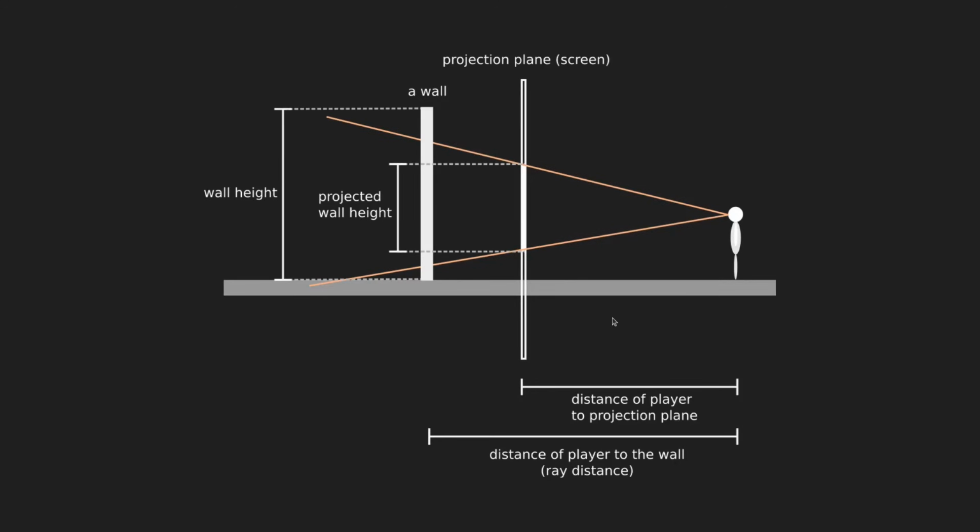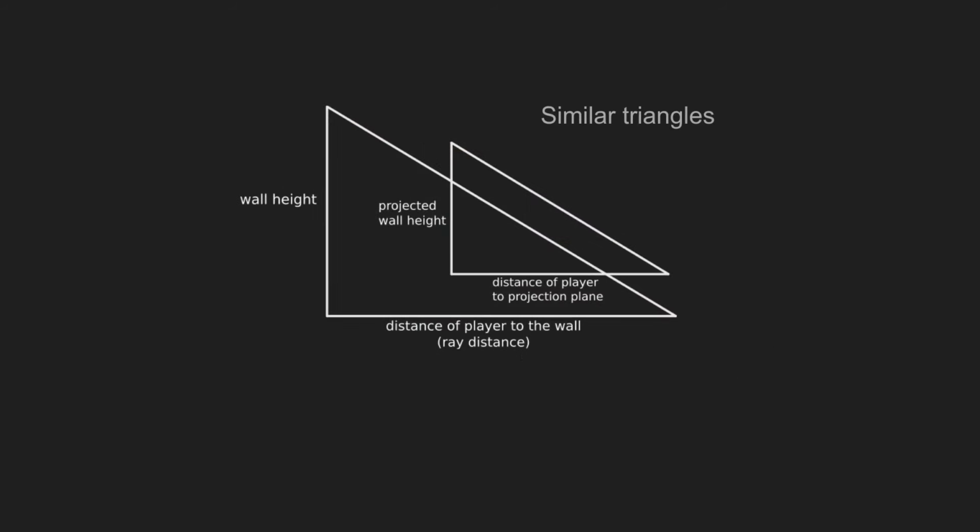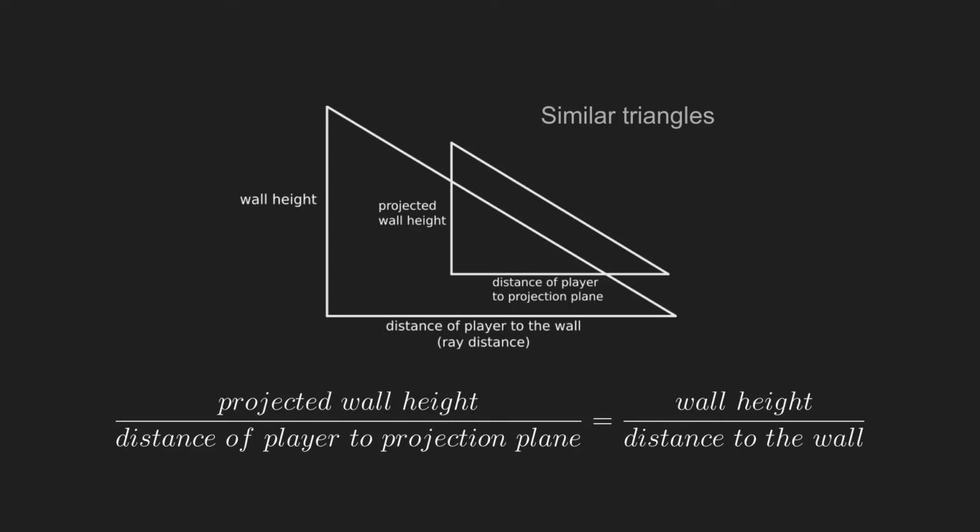Here we have some measurements. To draw the projected wall in the screen, we need to know the projected wall height. But how can we find it? Well, these measures have a relationship between them. They form a triangle similarity because the triangles formed share the same angles. So we can affirm that the projected wall height over the distance of the player to projection plane is equal to wall height over the distance to the wall. The projected wall is the data that we need to solve for in this equation. The wall height is a fixed value that is very easy to find out, and the distance to the wall is simply the distance of each ray casted by the player.